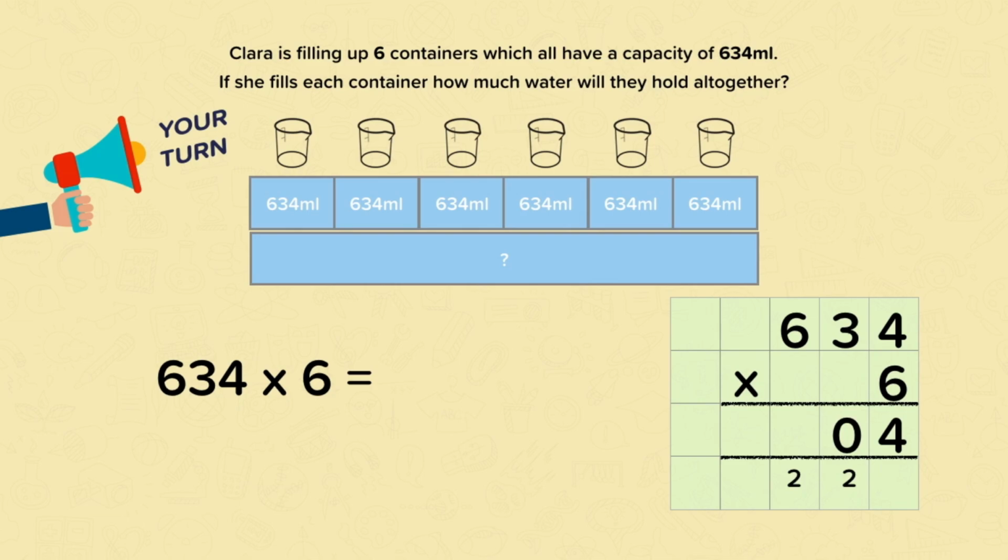And then onto the hundreds. 6 times 6, that's 36. Add the extra 2 that's been exchanged over, and that's 38. So very well done if you got the answer 3,804 millilitres. This is how much water all 6 containers could hold all together.